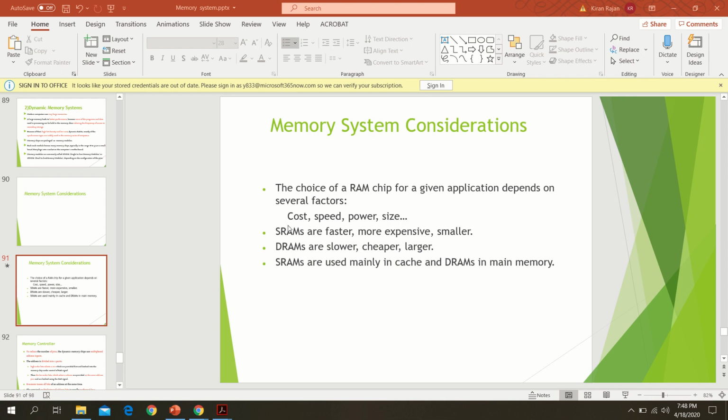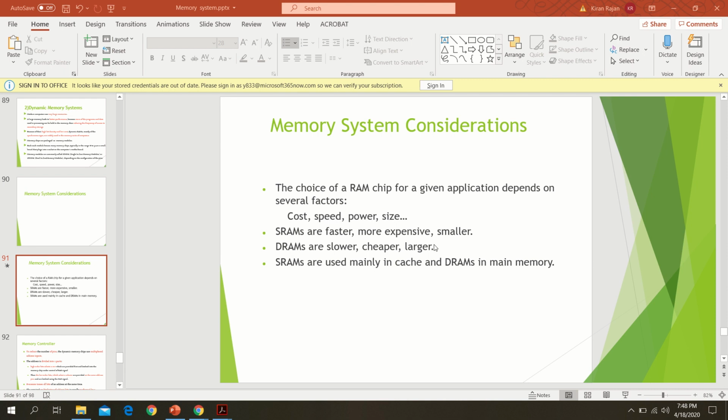Suppose that cost is an important factor. That means if you want to reduce the cost of our memory, DRAM will be used. If speed is our main reason, that is, we are giving importance to speed, then we have to use SRAM. And for power consumption, DRAM will be slower, that is, it will take less power. And if size is a concern, that is, if we want to design a memory which is smaller in size, then DRAM has to be considered.